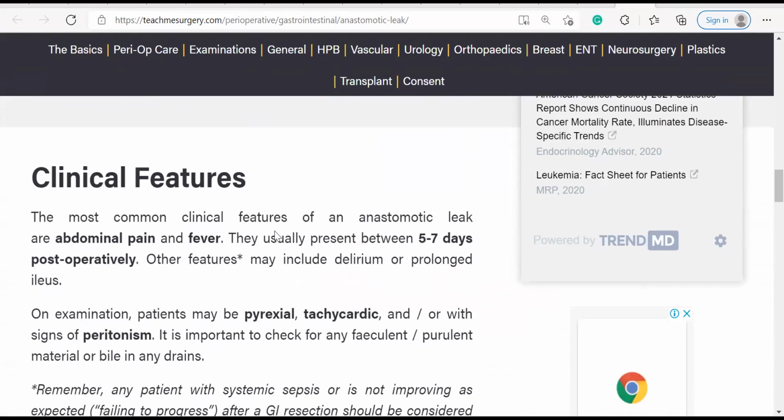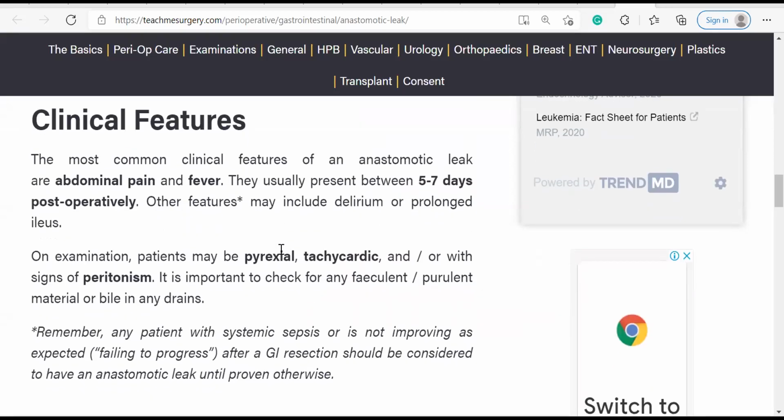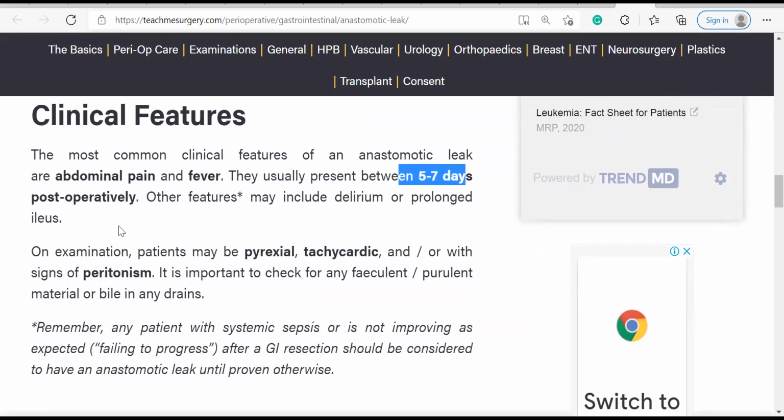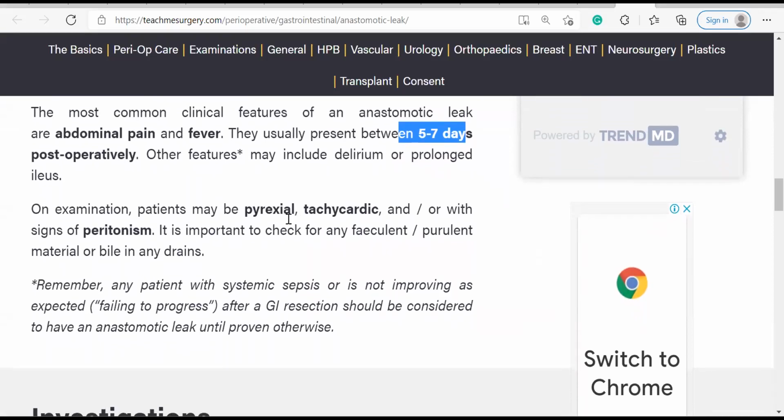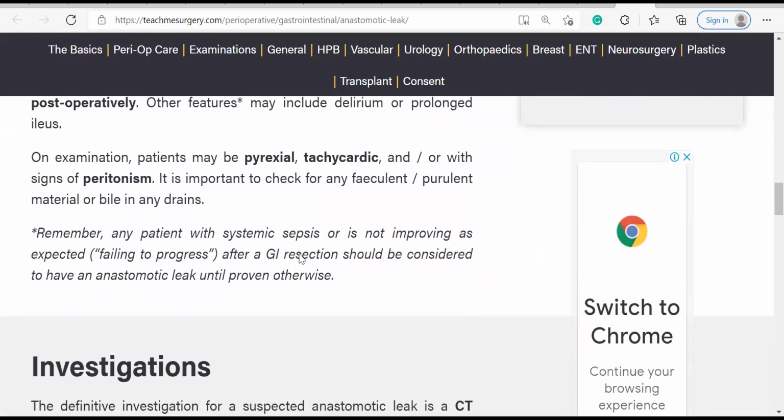Lots of risk factors can be there. This patient had a difficult operation, remember? So this patient is at high risk of having an anastomotic leak also. The most common clinical features of an anastomotic leak are abdominal pain and fever, usually present at 5 to 7 days. Our patient is post-op 6, so it goes with their timeline. Other features can be prolonged ileus or delirium. The patient will be pyrexial, tachycardic, with or without signs of peritonism.